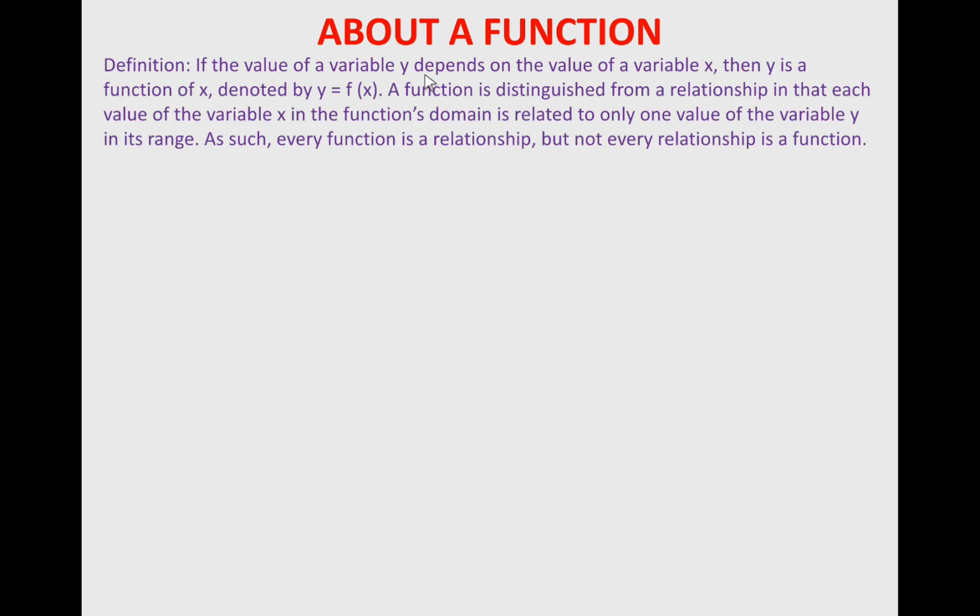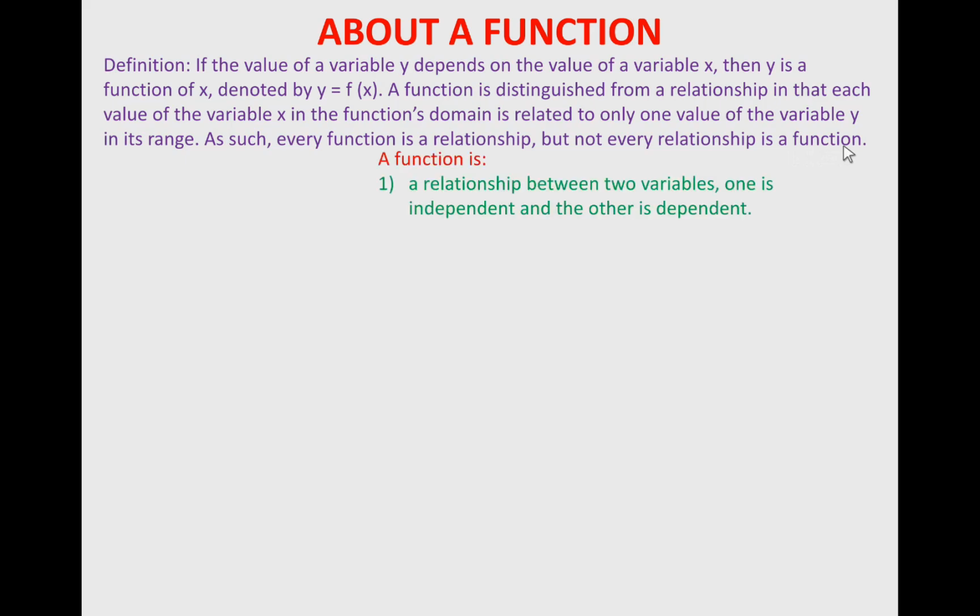If the value of a variable y depends on the value of another variable x, then y is said to be a function of x, denoted by y equal to f of x. A function is distinguished from a relationship in that each value of the variable x in the function's domain is related to one and only one value of the variable y in its range. As such, every function is a relationship, but not every relationship is a function. We're going to elaborate on this later on, but for now, let's jump to the basic characteristics of a function.